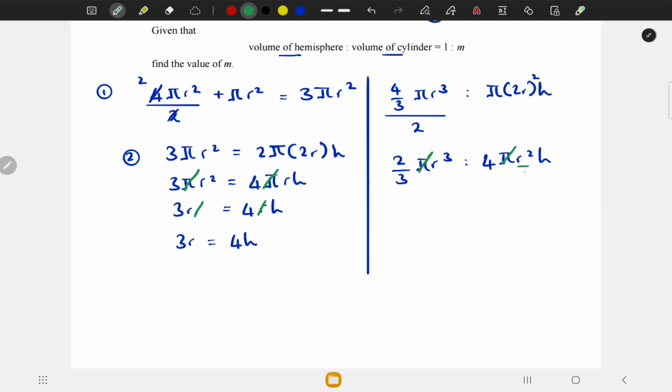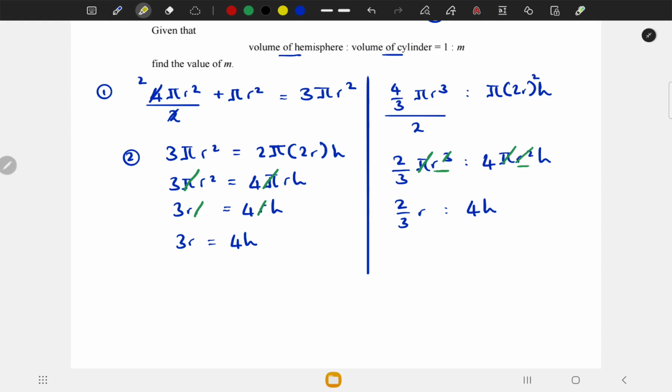This here tells me there's 2 r's. This here tells me there's 3 r's, which means I can cancel out 2 of them. And this is what I'm going to be ending up with. I have 2 over 3r is to 4h. Now, I cannot simplify any further, but I can substitute based on the first pieces of information.